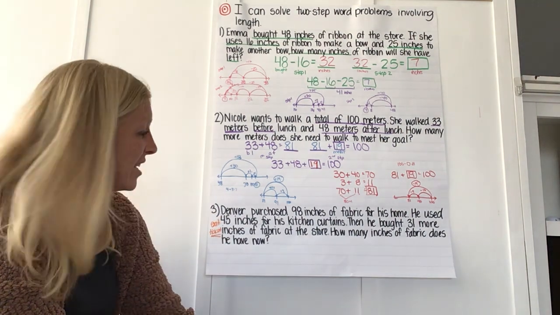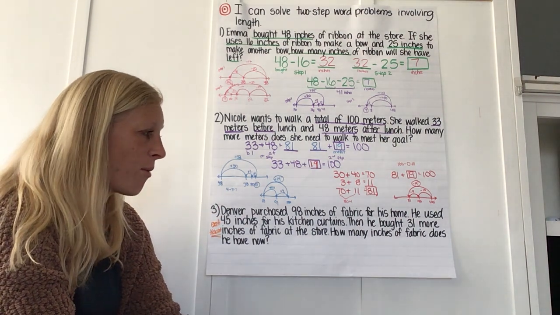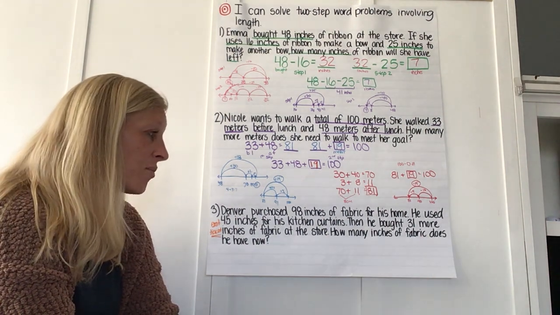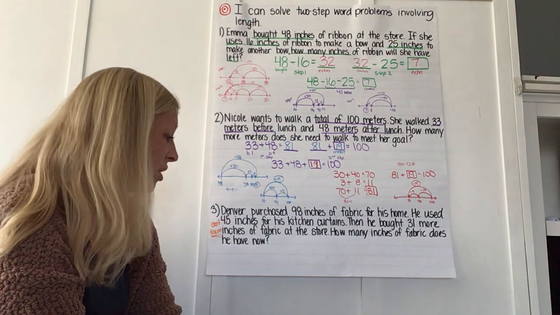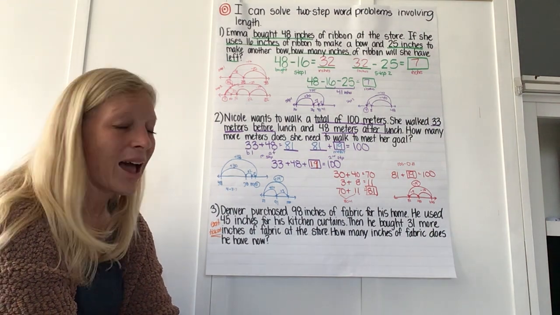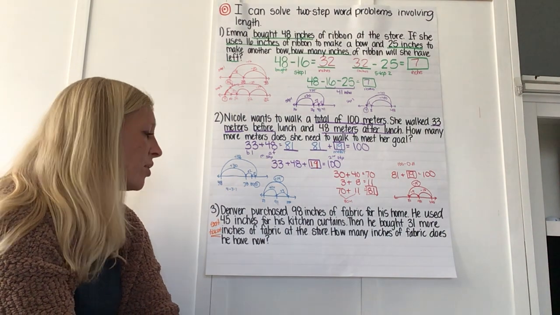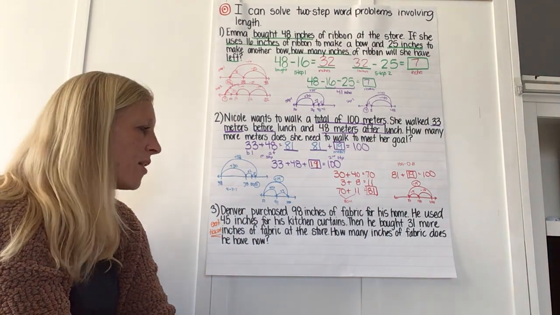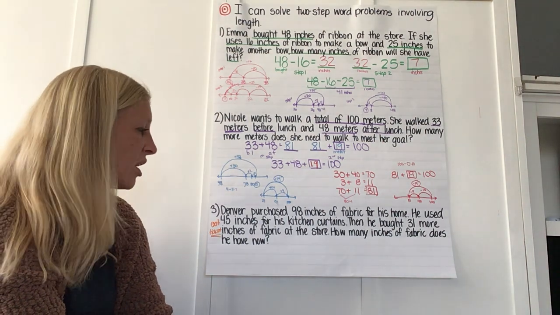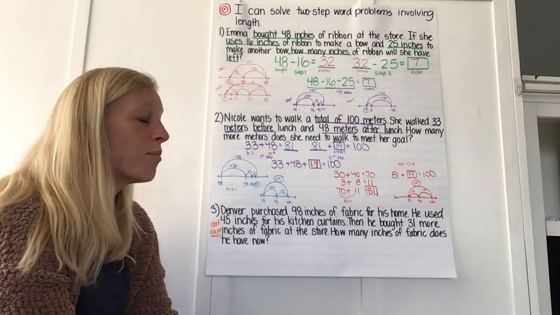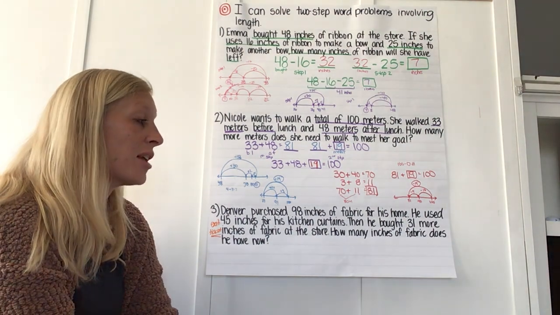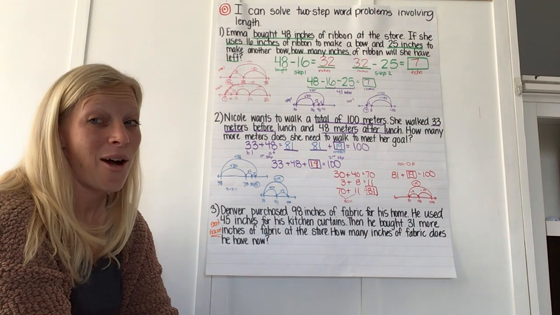Denver purchased 98 inches of fabric for his home. He used 45 inches for his kitchen curtains, and then he bought 31 more inches of fabric at the store. How many inches of fabric does he have now? He purchased 98 inches of fabric for his home, and he used 45 of them for his kitchen curtains. And he bought 31 more, and we want to know how many inches of fabric he has now.